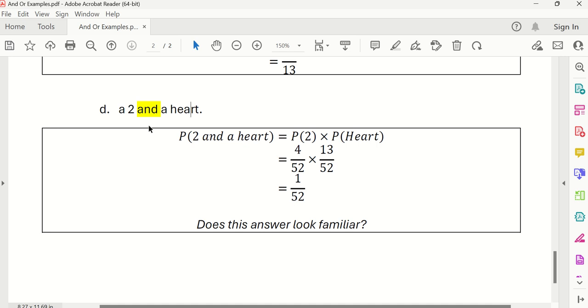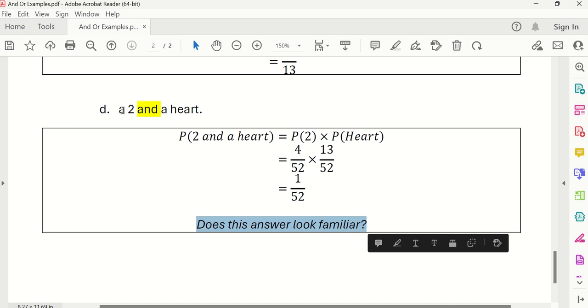Oh, and hang on a minute. In a deck of cards, how many of them are both hearts and 2? Well, there's only 1 2 of hearts in a deck, so that's why this answer should look familiar. Clearly, for a 2 and a heart, there's only 1 2 of hearts in the deck, so that's why my answer is 1 out of 52.